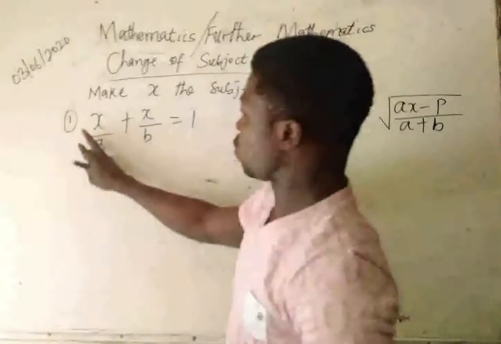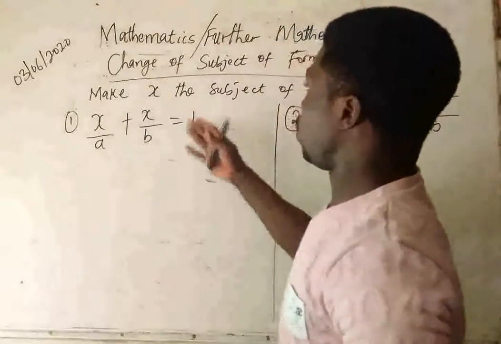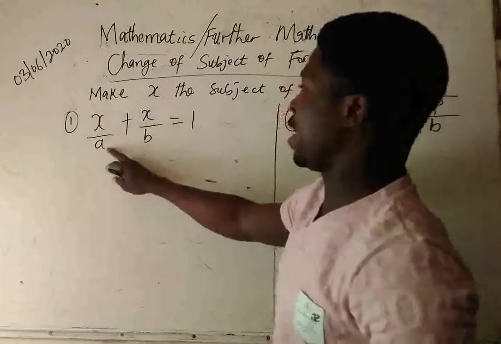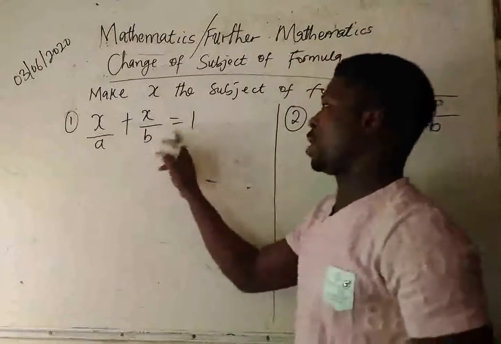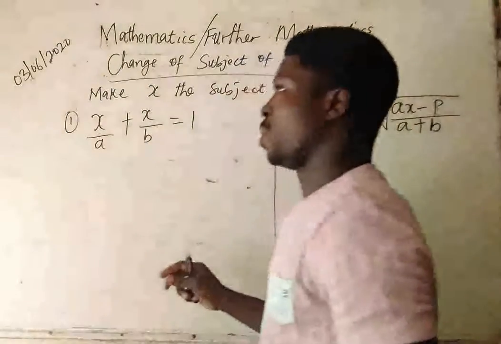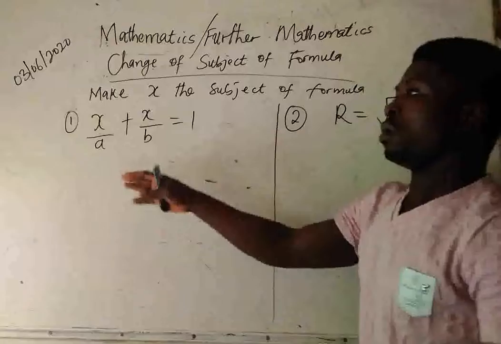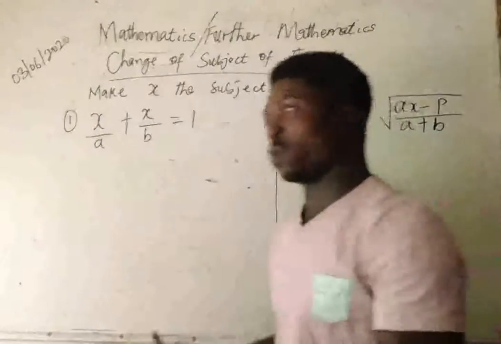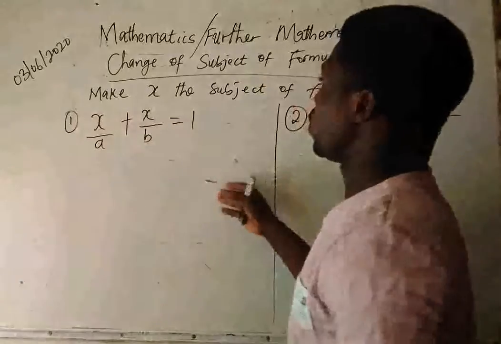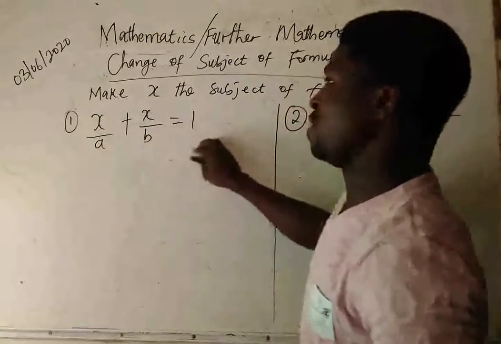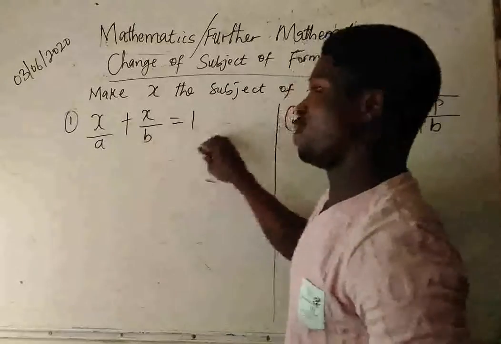If you notice, question number 1, we are to make x the subject of the formula, and we have x over a plus x over b equal to 1. We notice that this is a fraction. For us to convert this fractional equation to a straight line equation, all we need to do is to multiply through by the LCM of these fractions we have here.